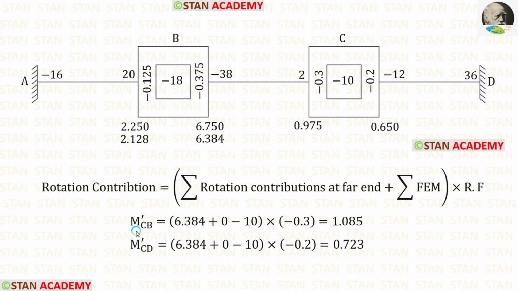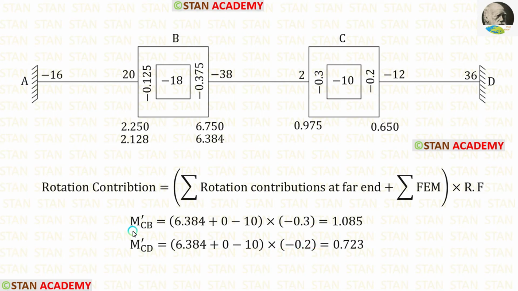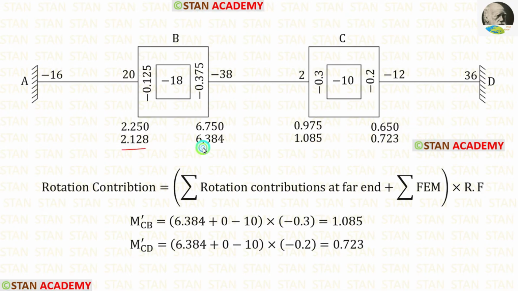Let us apply them. Now let us find M-CB and M-CD. In the point B, we have the latest rotation contribution 6.384. We know that in the point D, we have a fixed support, so the rotation contribution will be 0. So for the summation of rotation contributions at far end, we have 6.384 plus 0. The summation of fixed end moments is minus 10. Let us enter the rotation factors. For CB, it is minus 0.3, and for CD, it is minus 0.2. After the calculation, for M-CB, we are getting 1.085, and for M-CD, we are getting 0.723. Let us enter them. We have finished the second cycle.